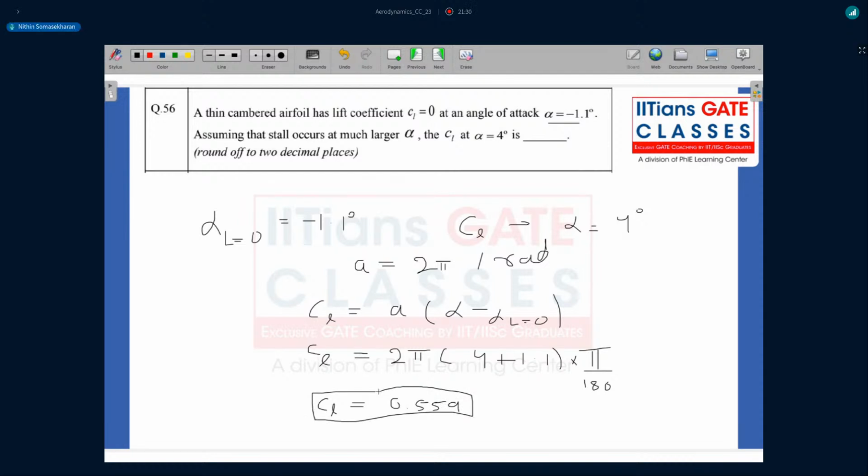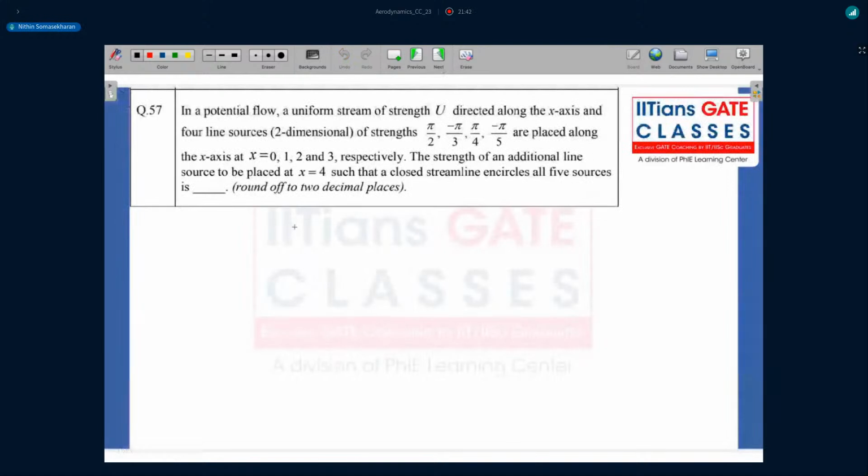Very, very simple problem. Might appear a bit complicated, but eventually, it's a very, very simple problem. Right. Let's look at the next problem.